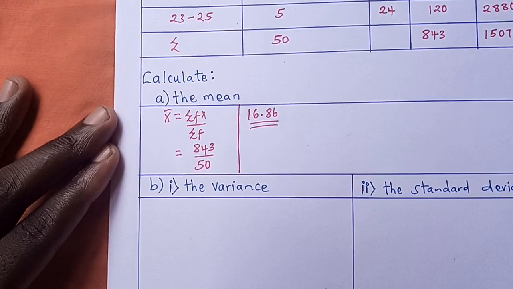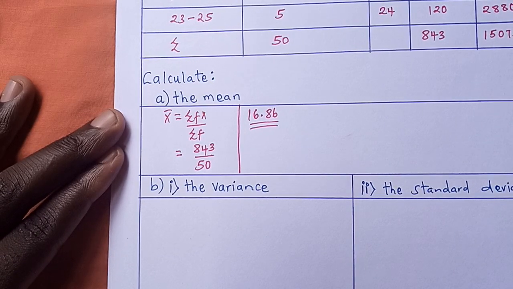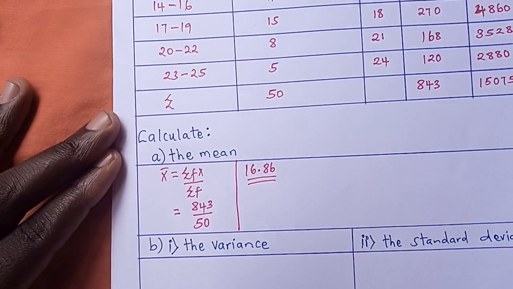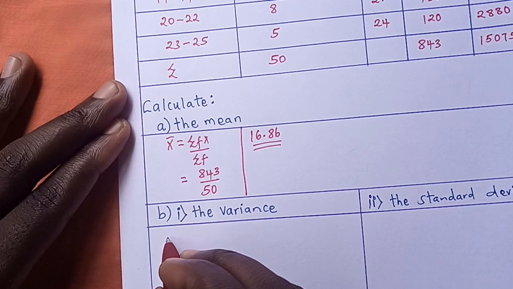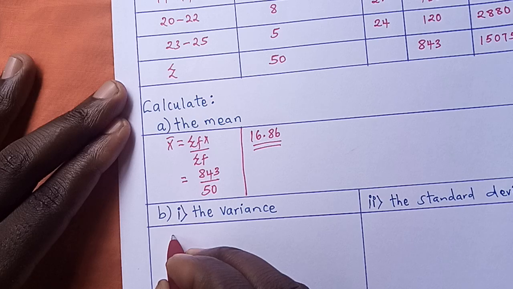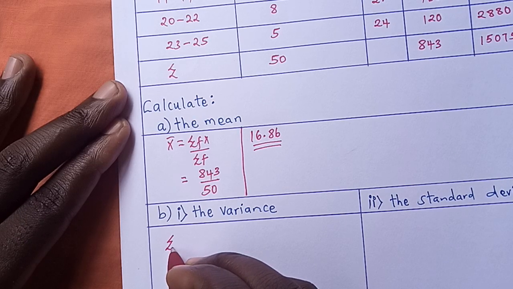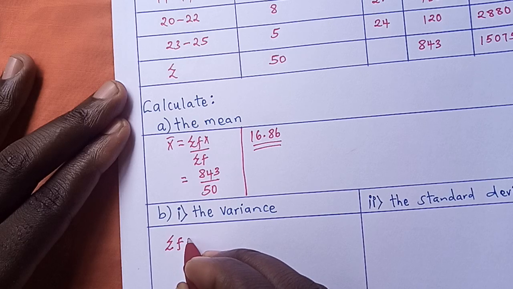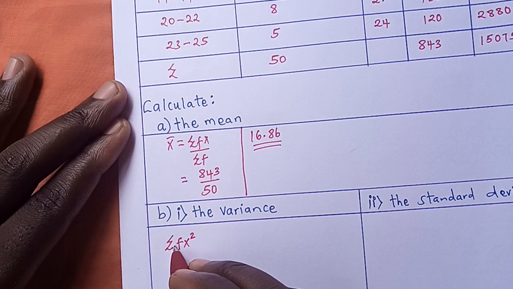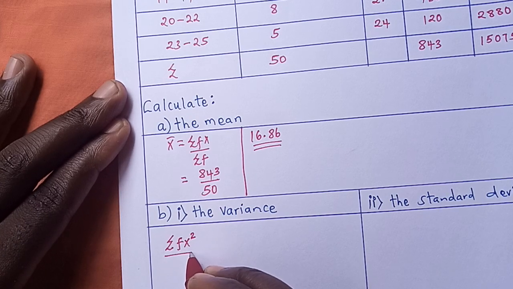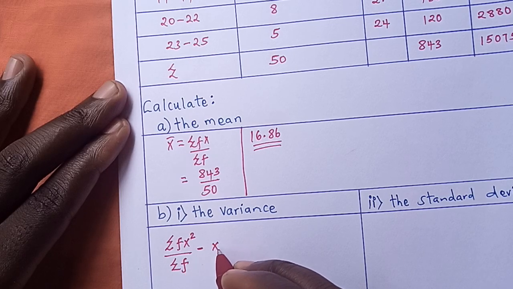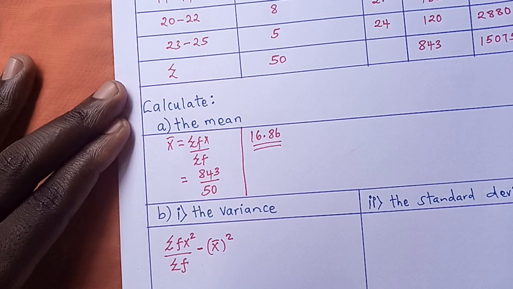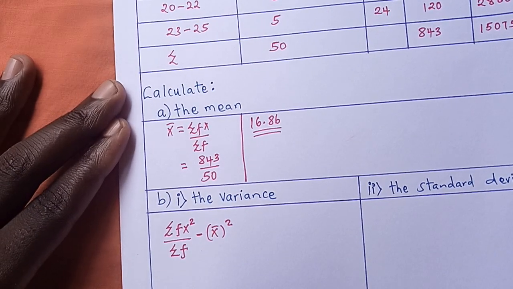Now let us proceed to the next part, the variance. For us to be able to work out the variance, we have to remember the formula: the summation of f of x squared over the summation of frequency, then we take away the square of the mean. This is the formula that we are going to use to work out the variance.